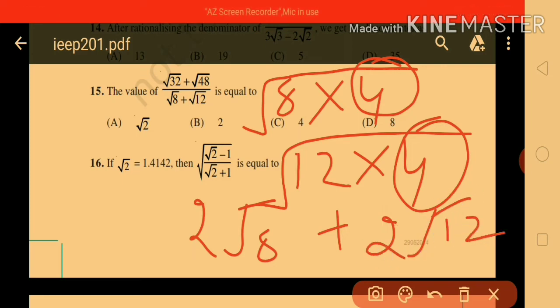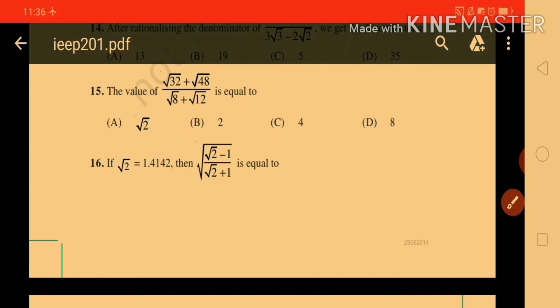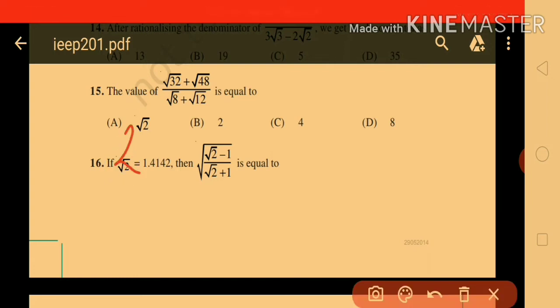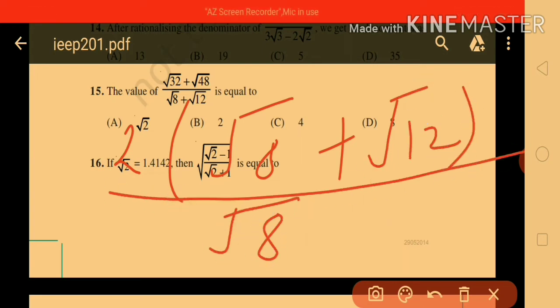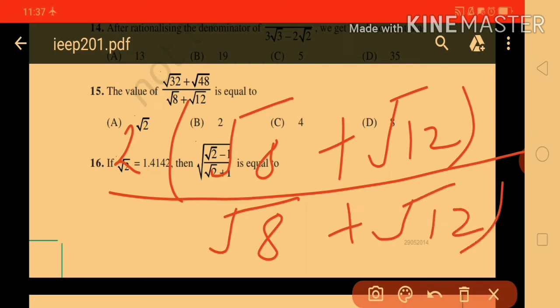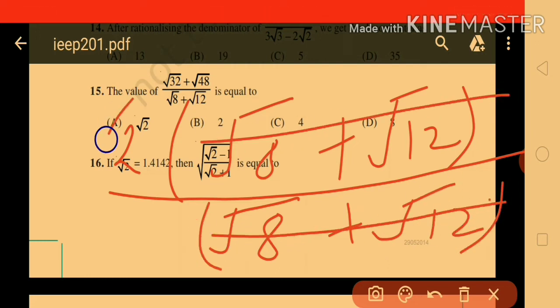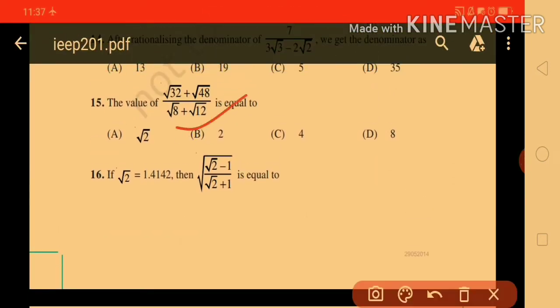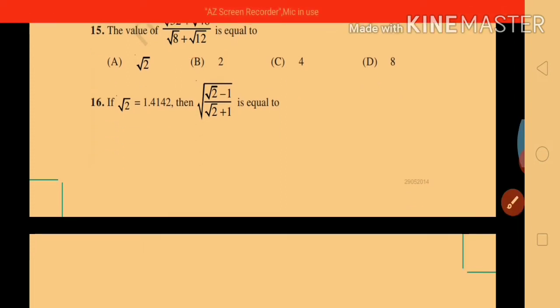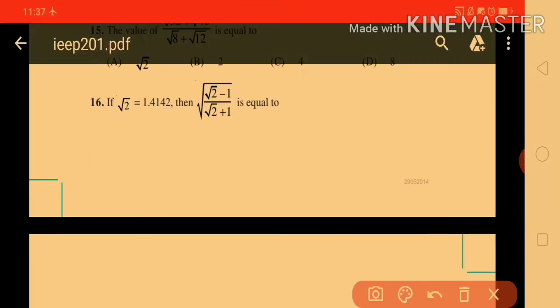This is the numerator part. You can take 2 as the common outside, so you will get 2 into (root 8 plus root 12) inside the bracket, and in the denominator you also have root 8 plus root 12, right? So these are the same values, they cut, only 2 will remain. So the solution of this part is only 2. So now you have given the value of root 2, and you have to solve it.